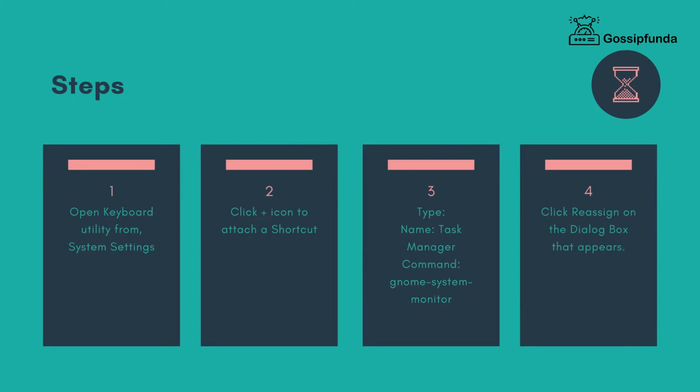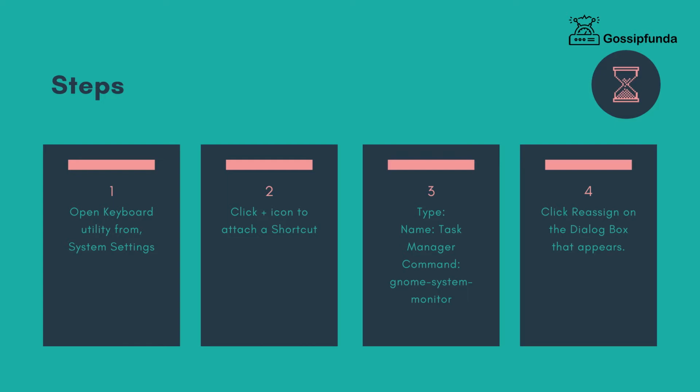From the system settings, open Keyboard Utility. Click the plus icon to attach a shortcut. To do this, go to the Shortcuts tab, Custom Shortcuts. Type the name Task Manager. Command: gnome-system-monitor.